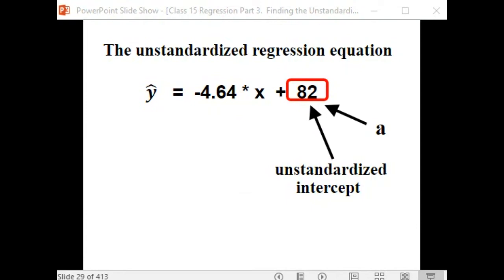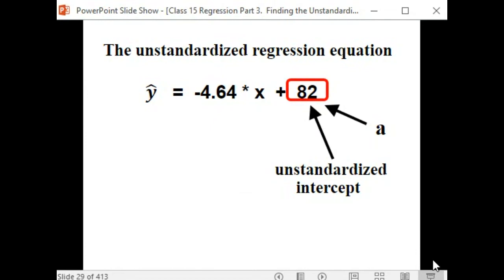Now, we said that in analytical geometry, which you learned in high school, the slope is m and the intercept is b. But in regression, the symbols are different. The slope is b and the intercept is a.